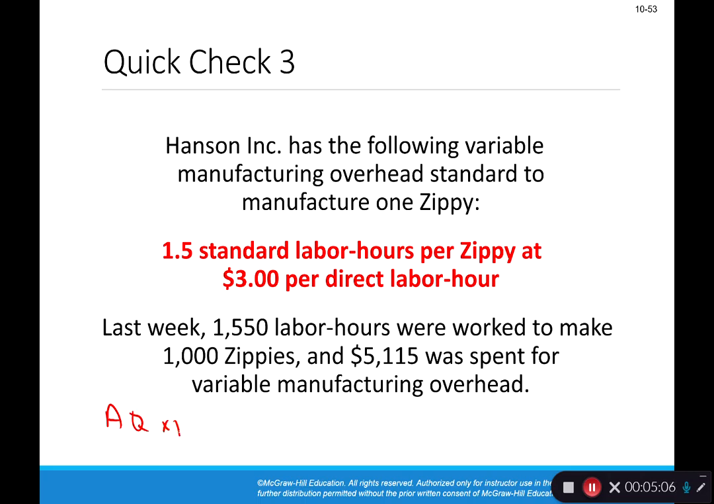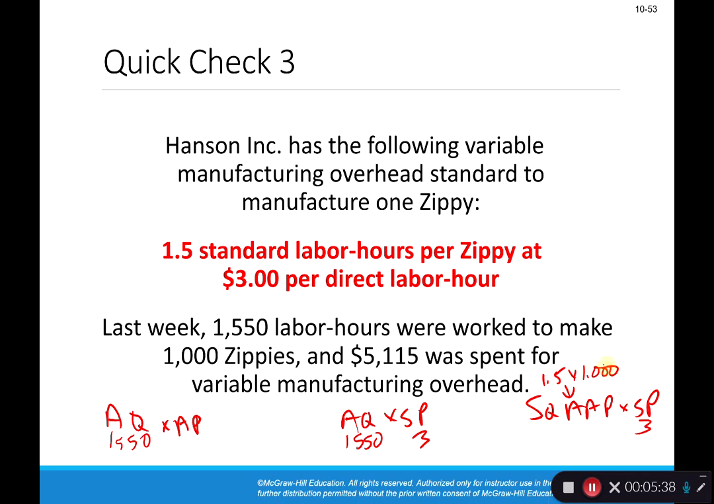So actual quantity times actual price, actual quantity times standard price, and then SQUAP times standard price are our three columns. It tells us that to make a zippy, it takes 1.5 standard hours. So that's going to be part of my SQUAP at $3 per direct labor hour. That's my standard price or rate. Last week, we spent 1,550 hours. So that's my actual quantity to make 1,000 zippies. So that's what I used to get my SQUAP. And then we spent 5,115. So that's the actual amount that was paid for variable overhead.